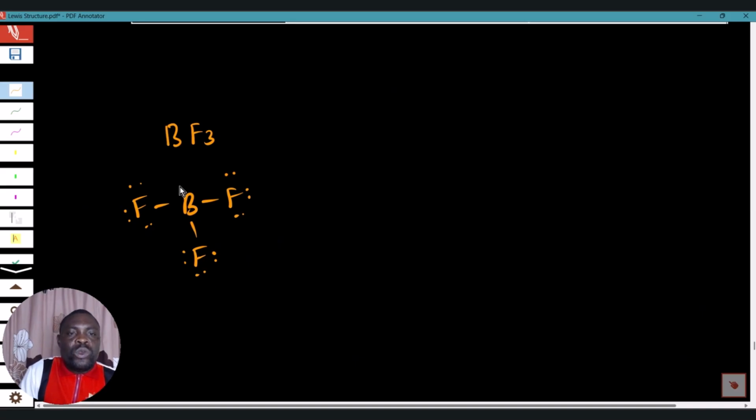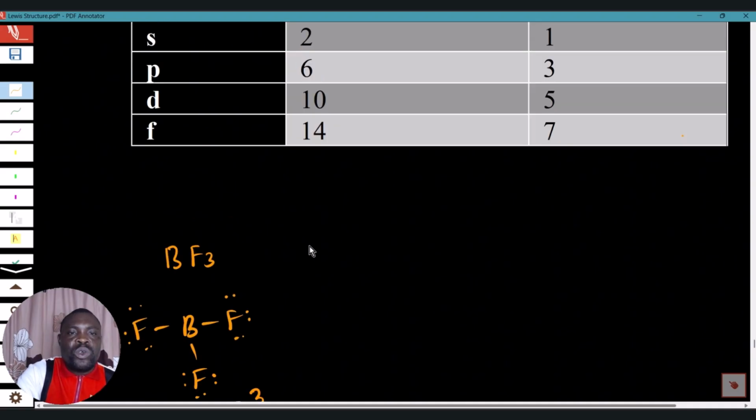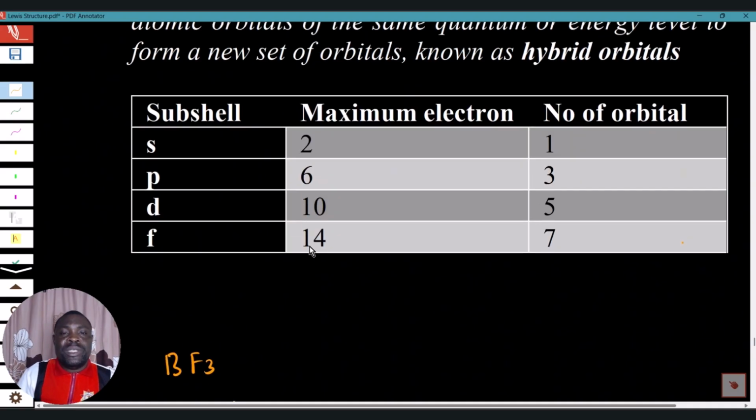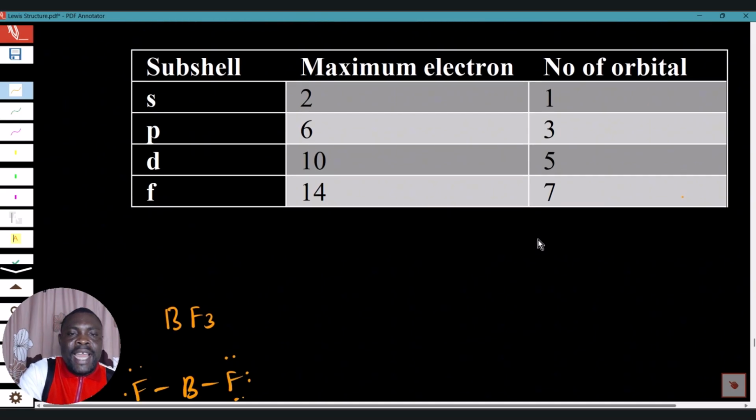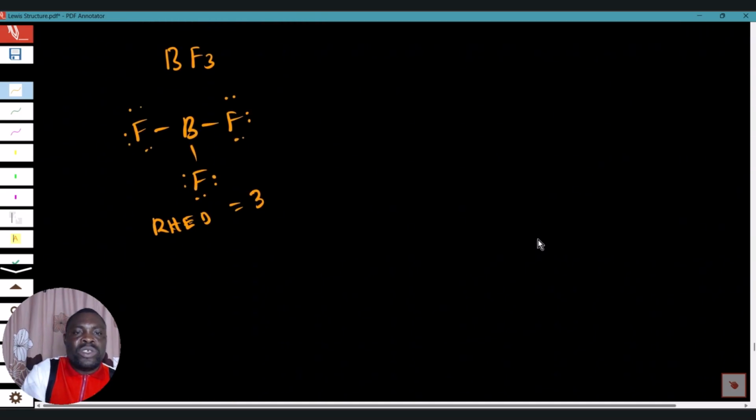Now, if you look at BF3, the region of high electron density is what? Is 3. Now, if you go to atomic orbitals, we need 3 atomic orbitals, because the region of high electron density is 3. So the S subshell can give me 1 orbital. The P subshell can only give me 3 orbitals. D, 5 orbitals. F, what? 7 orbitals. Now I need 3 orbitals, because the region of high electron density is 3.